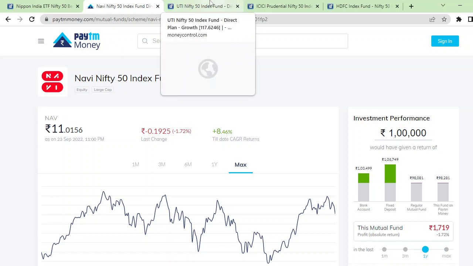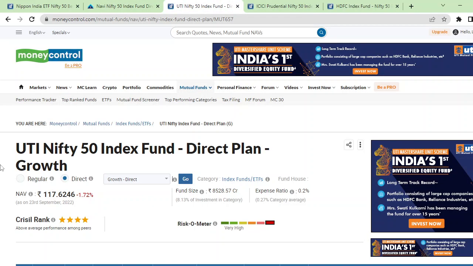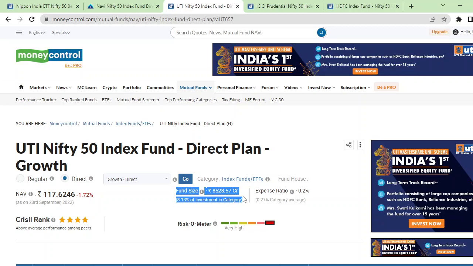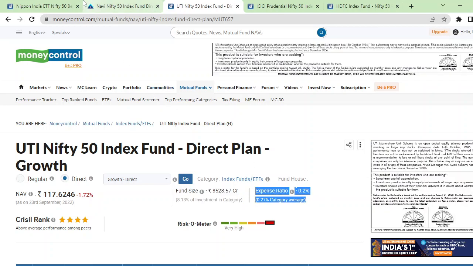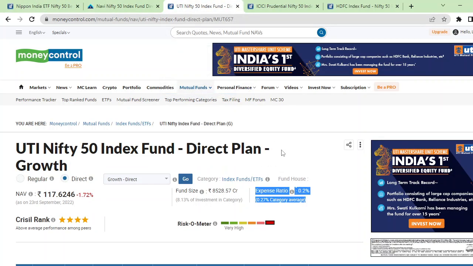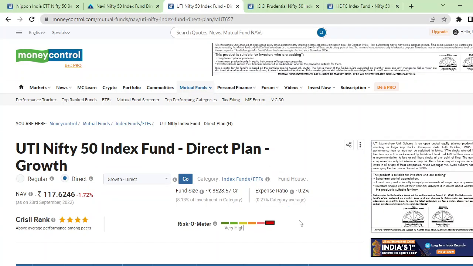Okay, so let's understand the third fund. The third fund is UTI Nifty 50 Index Fund Direct Plan Growth. Here you can clearly see the fund size is around 8,528 crores, which is near Nippon India Nifty BeES, and the expense ratio is 0.2%. The difference between Nippon India and UTI is the expense ratio, about 15 paisa: per 100 rupees you are paying 15 paisa extra if you invest in UTI Nifty against Nippon India.